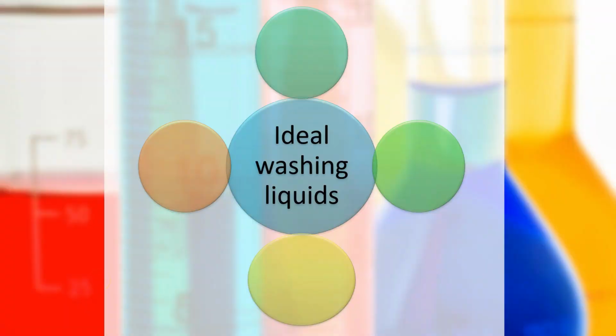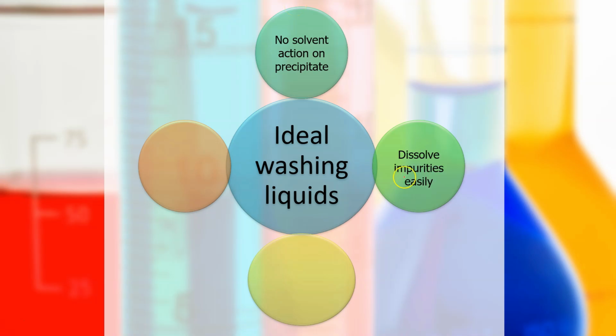Here are the properties of ideal washing liquids. The first one, no solvent action on precipitate. It means that there is no reaction between the washing agent and the precipitate. This is to make sure the precipitate does not dissolve again into soluble form.